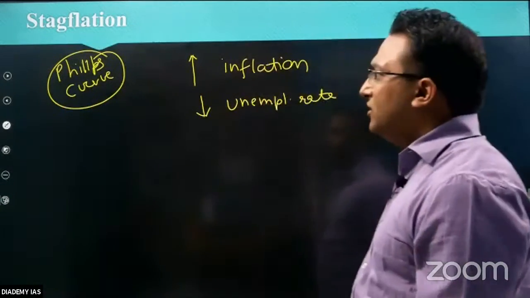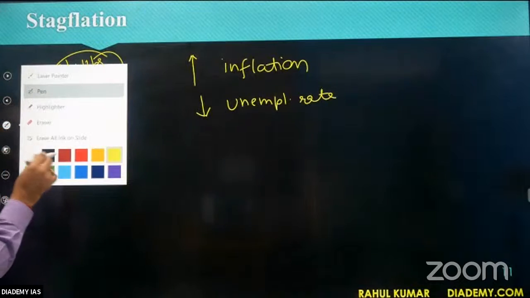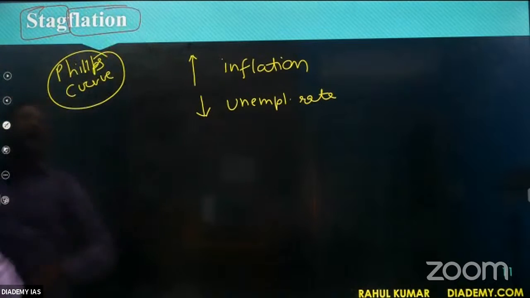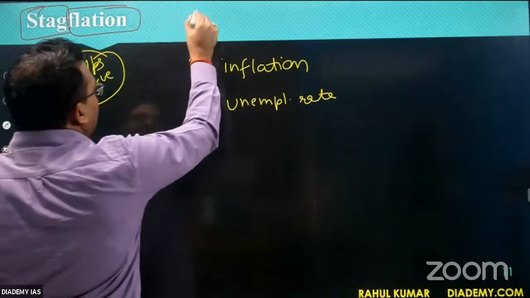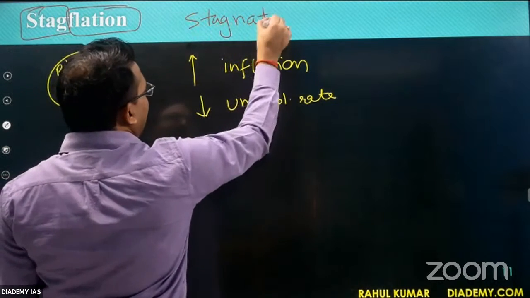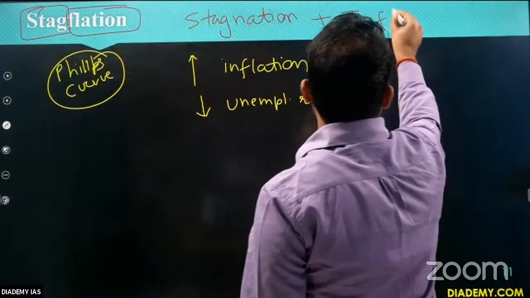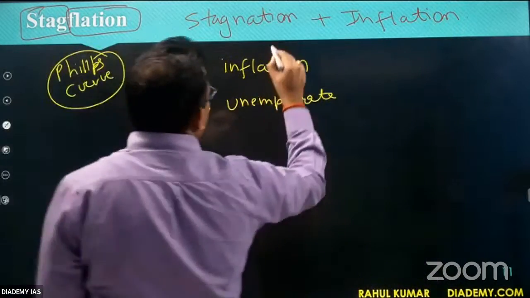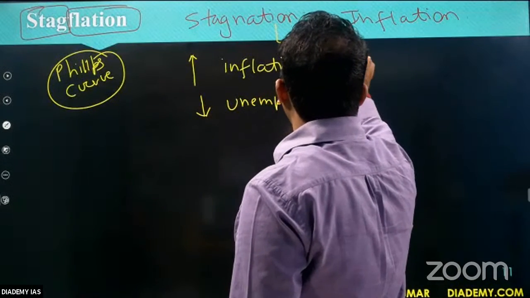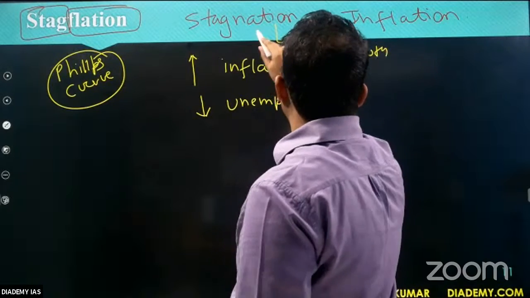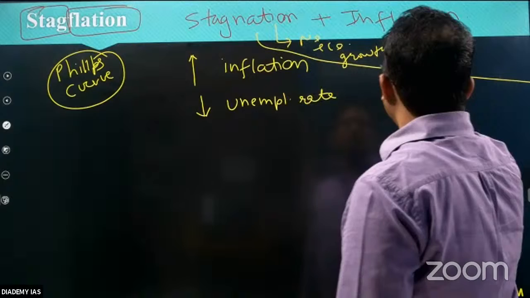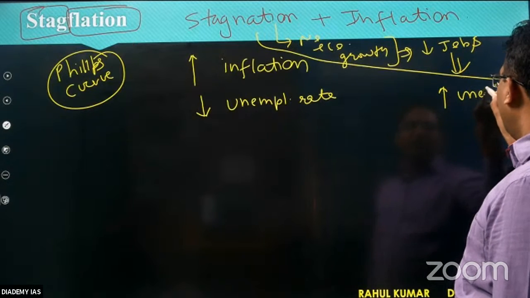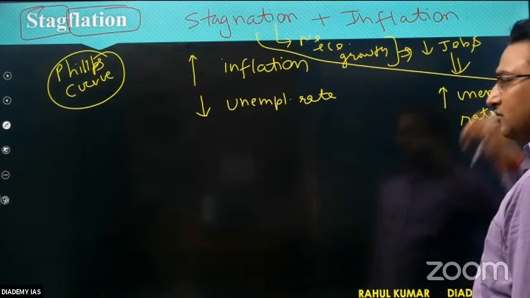But what is stagflation? First of all, let us see what are the two words which combine together and become stagflation. So it represents stagnation plus inflation, right? Stagnation means no economic growth or very low economic growth. Economic growth नहीं हो रही है, it means the jobs will come down. If the jobs come down, that means the unemployment rate will actually increase, right?